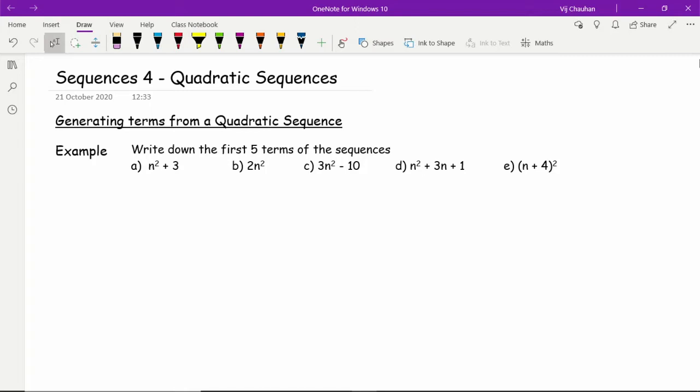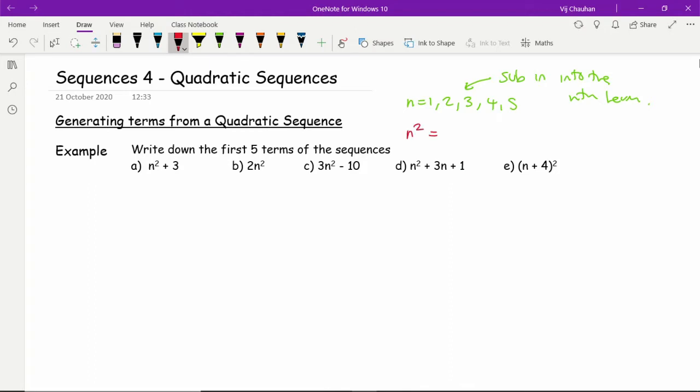Now for each of these questions, what we're asked to do is to find the first 5 numbers of the sequence. So we're asked to find when n equals 1, 2, 3, 4 and 5, and these are the numbers that we're going to substitute into the nth term of each of these particular questions. As a tip, I would strongly recommend that if you're not using a calculator for this, you look at the n squared numbers.